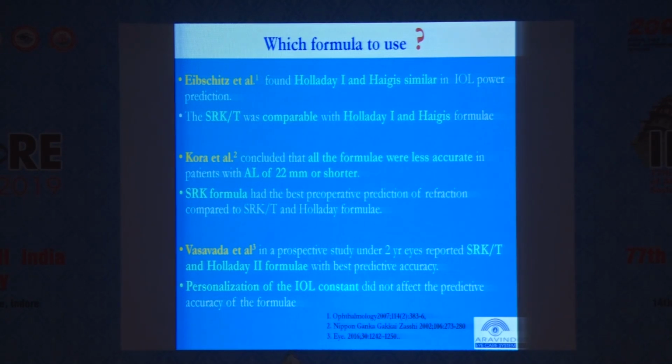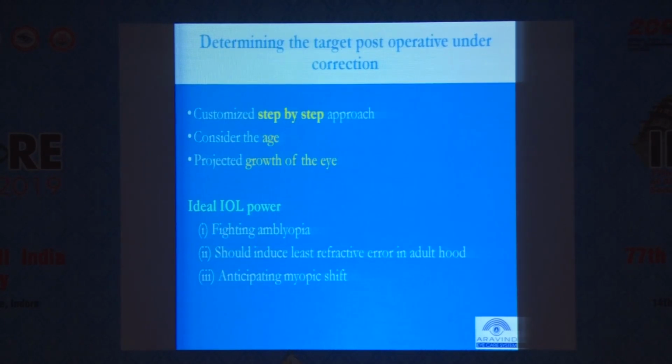In 2016, published in the Eye journal, Vasavada et al. performed a prospective study in children under 2 years of age. They reported that the SRK-T and Holladay 2 formulas had the best predictive error, and that personalization of the IOL constant did not affect the predictive error of the formula.